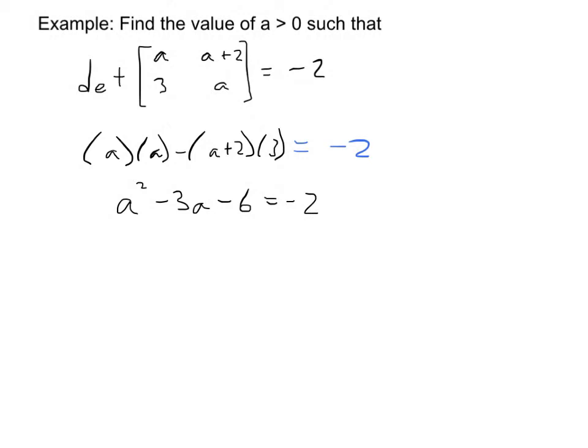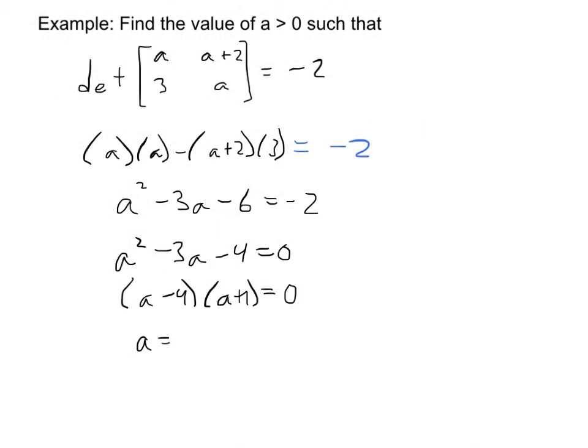Now the problem just means solve this, in other words, solve by factoring. Move the 2 over, factor, solve, do what you need to do. When I move the 2 over, I get A squared minus 3A minus 4 equals 0. That'll factor as A minus 4 times A plus 1. And so my solutions are 4 and negative 1.